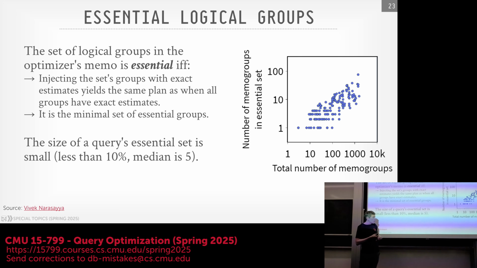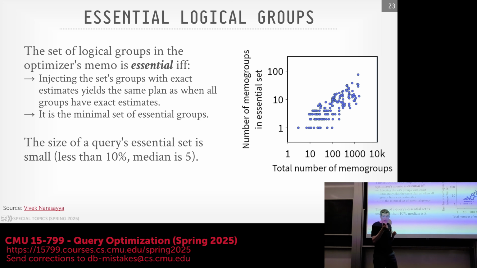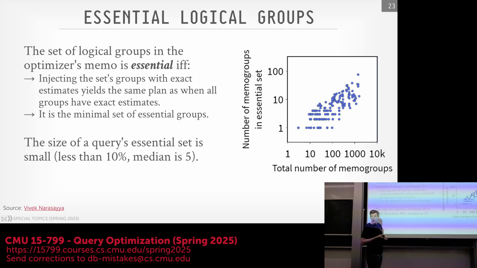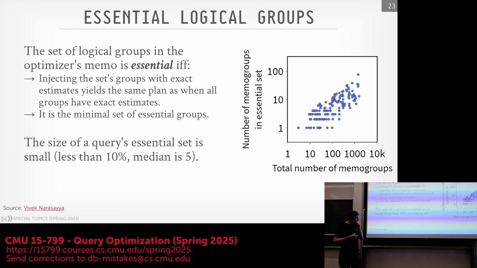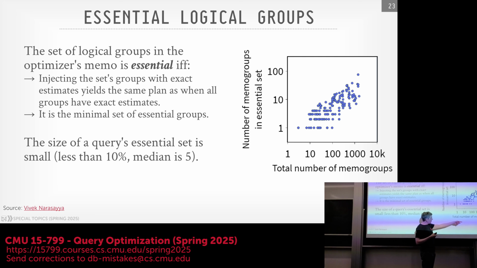It's not practical in a real system, but it is interesting to see that there is actually an easier way to inject better cardinality estimates to get better query plans without having to do it for all of them. So this scatter plot here has along the x-axis the total number of groups, they call them memo groups, the total number of logical groups in a memo table for each query plan. And then the y-axis is the number of groups that are in that essential set.